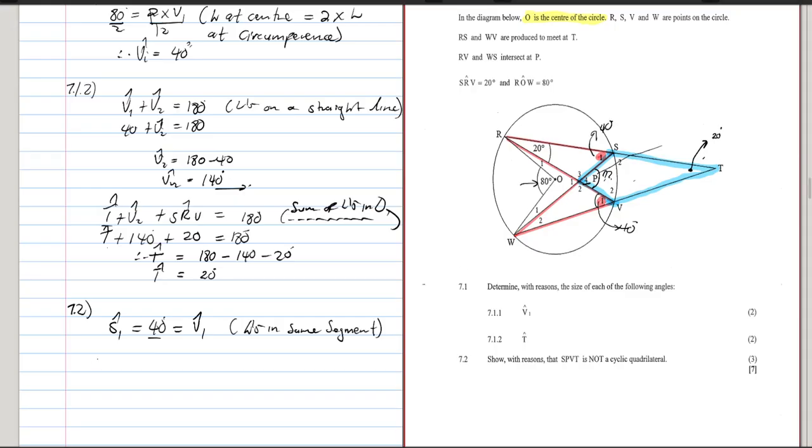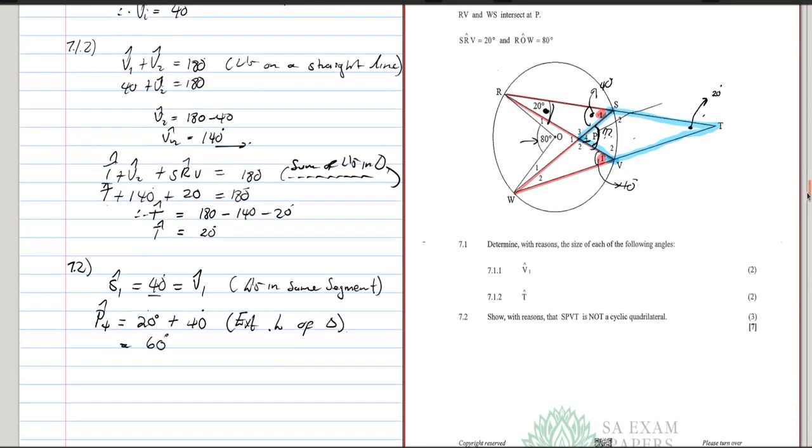Therefore, the P4 angle is equal to 20 degrees plus 40 degrees, which is S1. When we add this 20 and that S1, we get P4. Why? It's the exterior angle of a triangle. So this plus this gives us what? 60 degrees. I now have P4.